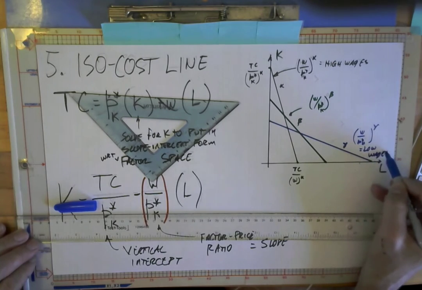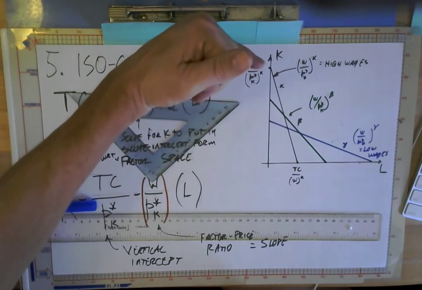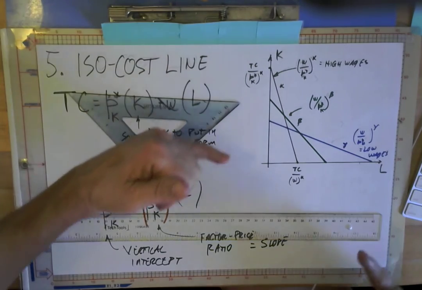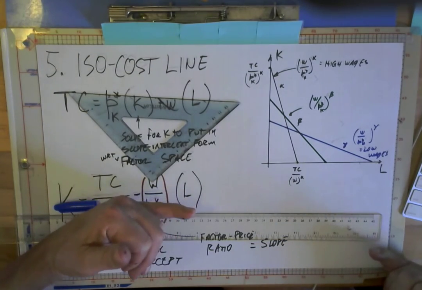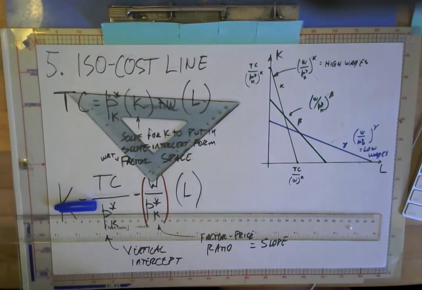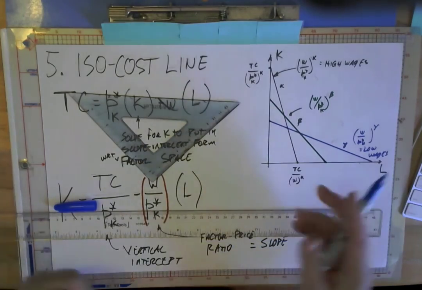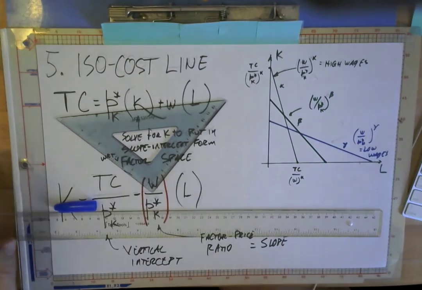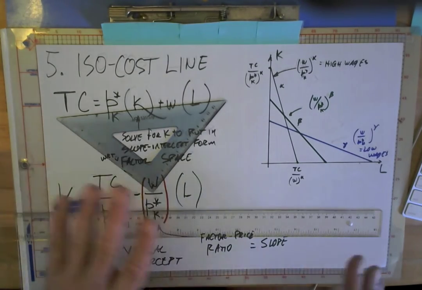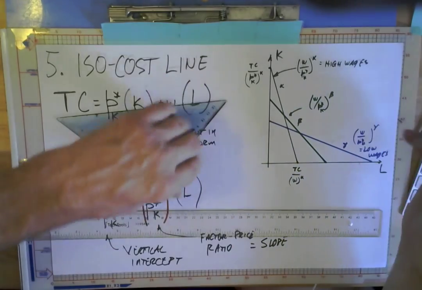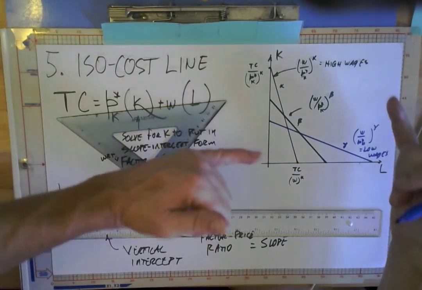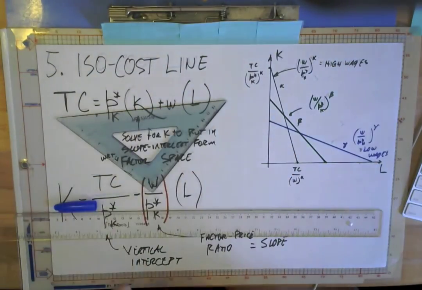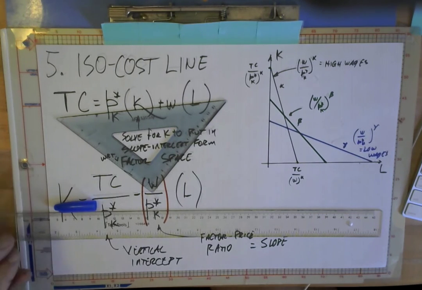Low wages give a flatter iso-cost line, and higher wages give a steeper iso-cost line. You can see that as the wage goes down, given the total cost being the same, and given the price of capital and so on being the same, you're going to have that situation there.